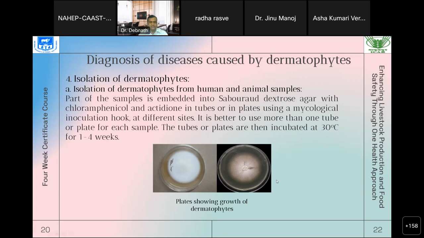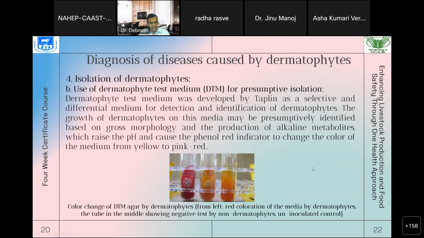And after this culture, if your culture is positive, then you will get this kind of growth in your plate: circular, big size colonies. The other media generally used is the dermatophyte test medium. It is actually reducing the time of that 1 month. This media has the same components as Sabouraud dextrose agar.